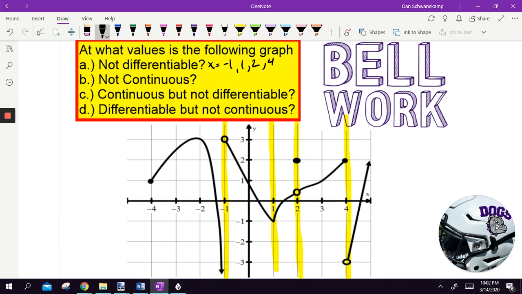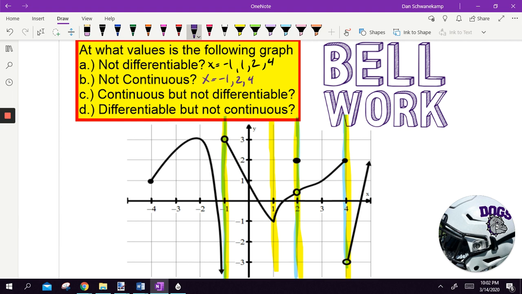Where you're not continuous, you know what continuity means. Continuity is where you don't pick up your pencil. So boom right there at -1, and boom right there at 2. Oh yeah, and this guy right here at 4. So -1, 2, and 4. Why? Because you have to pick up your pencil. -1, 2, and 4. Notice that if it's in the not continuous list, it is also in the not differentiable list. Where is it continuous but not differentiable?